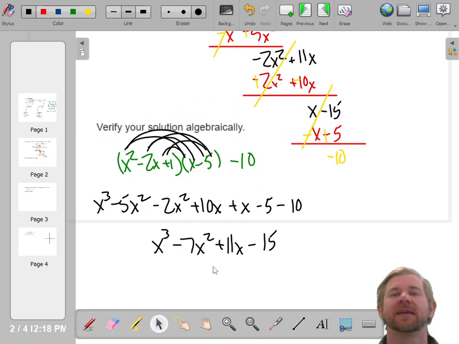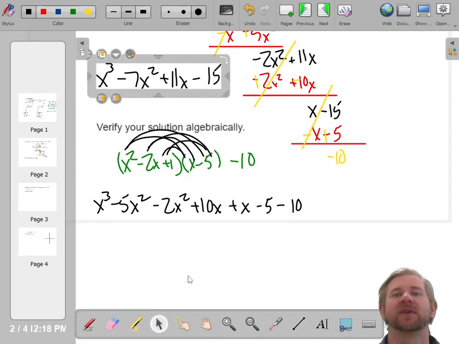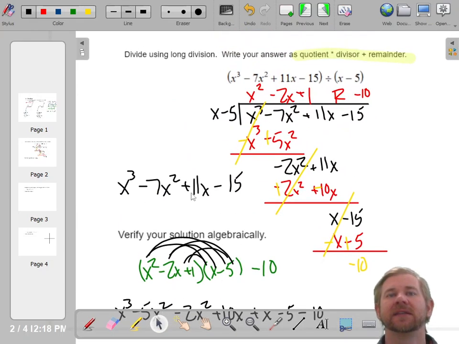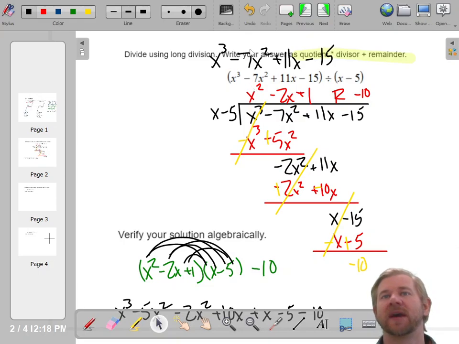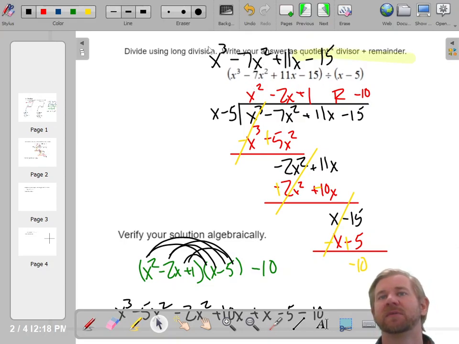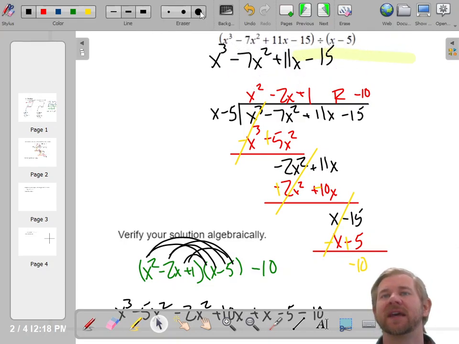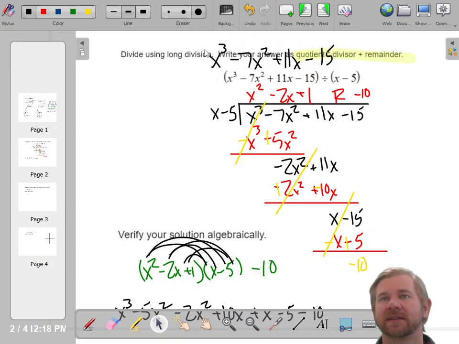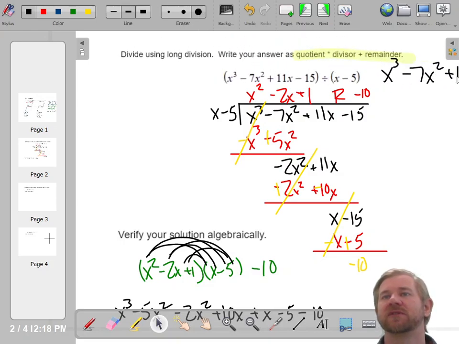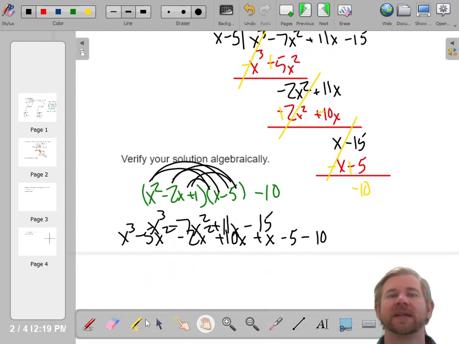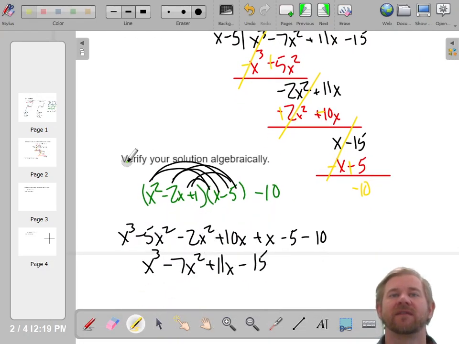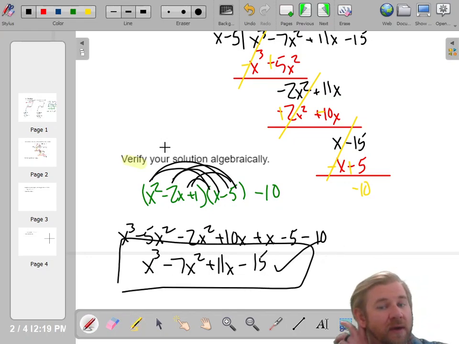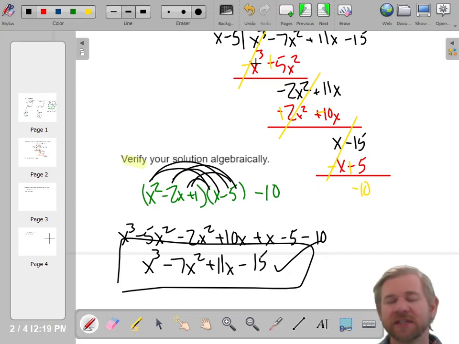Look at what I got. That's the dividend. Okay, I'll move it up there so I can see it. Look, that is what I started with: x cubed minus 7x squared plus 11x plus 15. If you get the dividend, then you know you did it correct, because quotient times divisor plus remainder equals the dividend. So since I got the dividend, I know I did it correct, and that is how you verify your solution. It's like, yup, this is the dividend, so I am done. Just went a big circle.